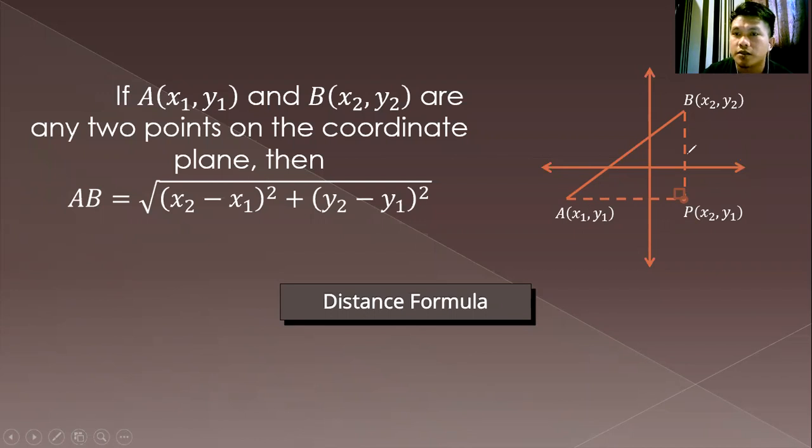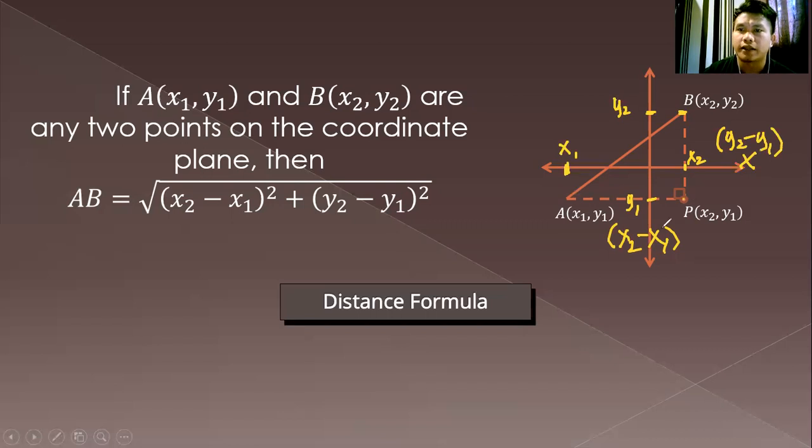Since this is parallel to the x-axis, we can say that for example, this is our x sub 1 and this is our x sub 2. If we're going to get the distance here, we have x sub 2 minus x sub 1. And for the y coordinates, this is y sub 2 and this is y sub 1. If we're going to get the distance from this point to that point, that would be y sub 2 minus y sub 1.